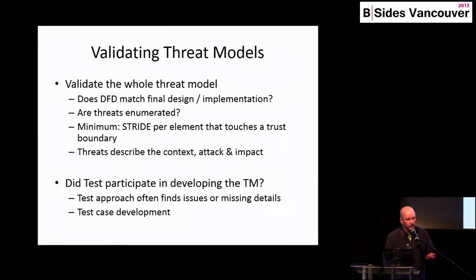Okay, so you've got your threat model, you've got a bunch of threats, you've got mitigations, now you need to validate it. Does the data flow diagram match what you built? If it doesn't, you've just threat modeled something else. Have you enumerated your threats? And tools are very useful for doing this, and I'll demo a tool in a moment. At a minimum, you have the STRIDE per element for every element that touches a trust boundary or is adjacent to a trust boundary, or especially the flows that go across trust boundaries. And the threats describe the context, the attack, the vulnerability, and the impact.